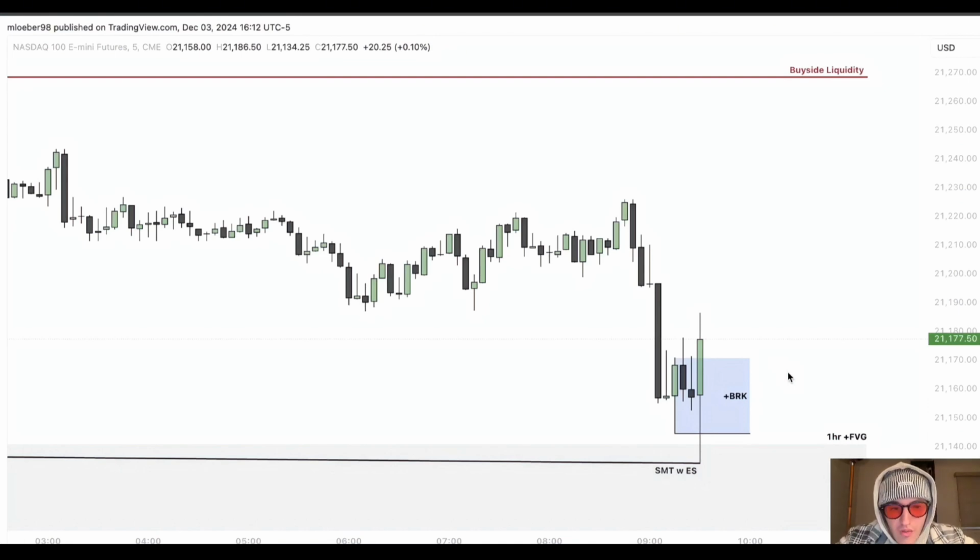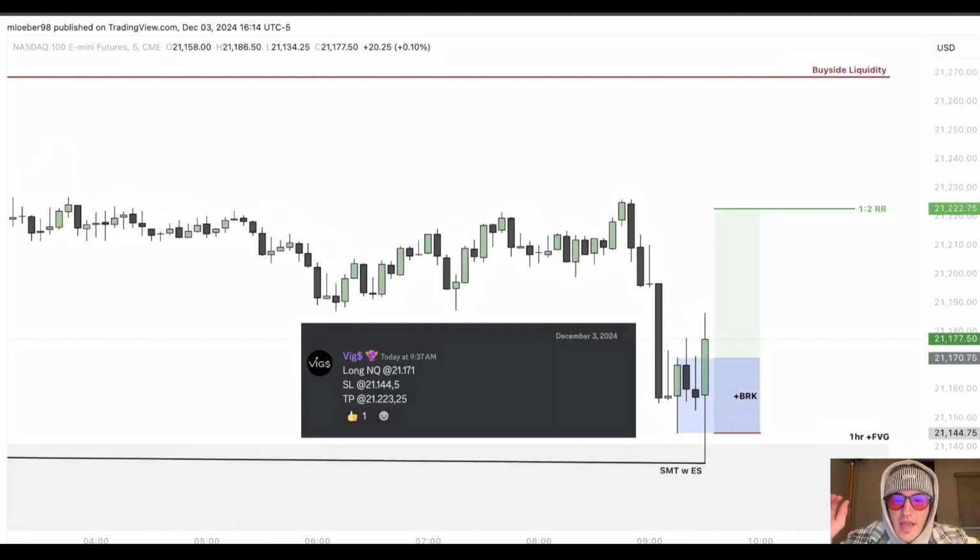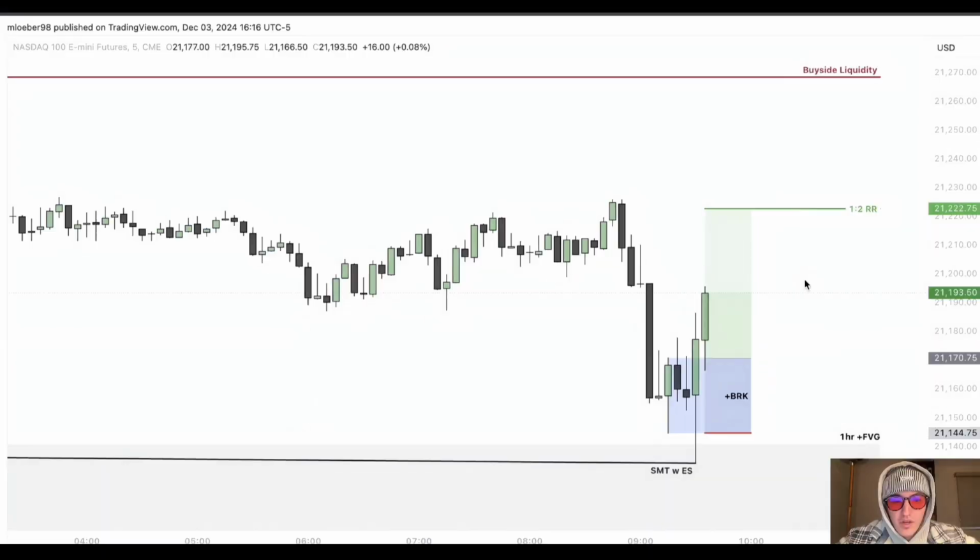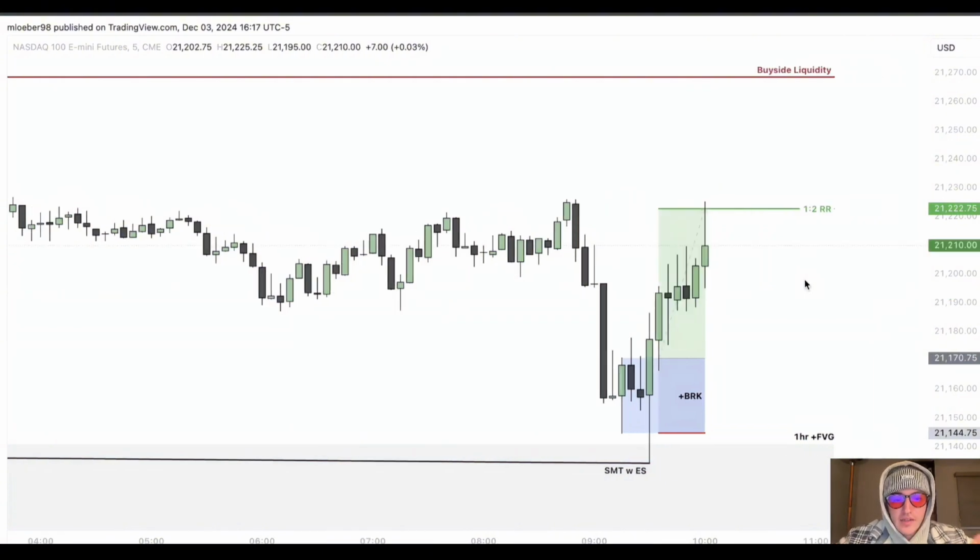And when we saw that in the Discord while I was trading live, I said that I wanted to execute long at 21,171. My stop loss goes at the bottom of the breaker at 21,144.5, and my take profit was simply a 1 to 2 risk to reward at 21,223.25. All I did was put a buy limit at the tag of the breaker block, my stop loss in, and my take profit, and I let the trade ride. Price tagged me in on the next candle, and just like that, I was out of the trade within 30 minutes.